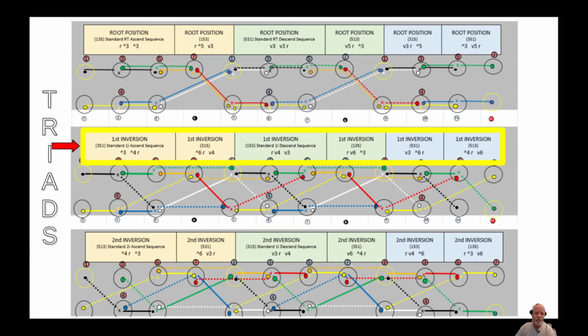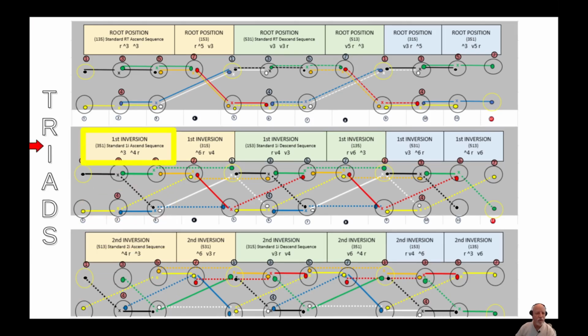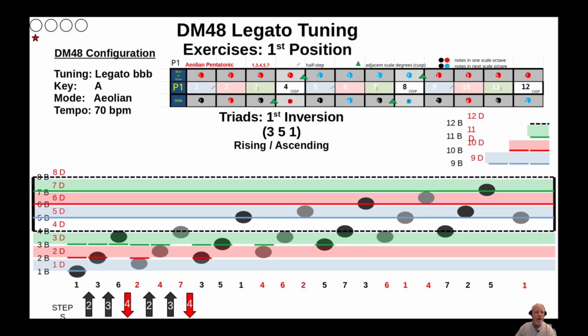There you see at the top row up there, that's the root position, and now here we are in the highlighted section. Now we're at the first inversion, and we have 6 patterns of those as well. And we're going to start here with the first standard ascending sequence, 3-5-1, which we're going to go up a third and then up a fourth, and then the top note is going to be the root, as you can see right there. And so here we are.